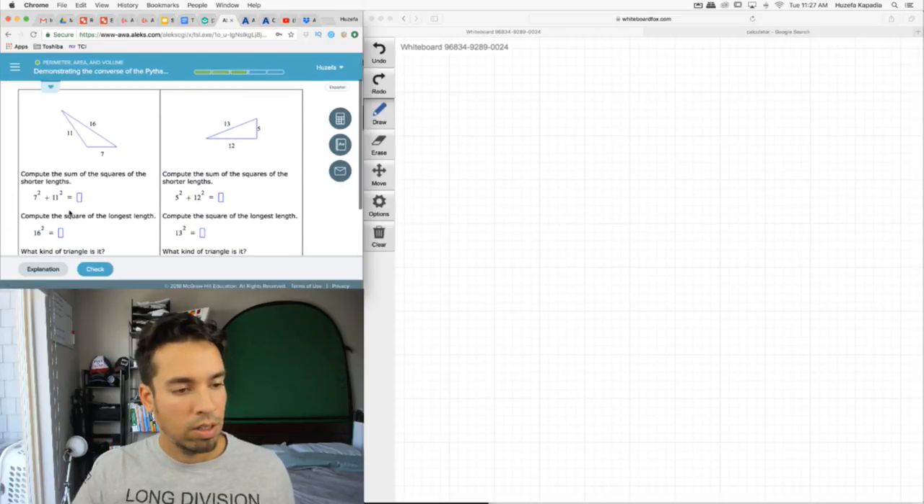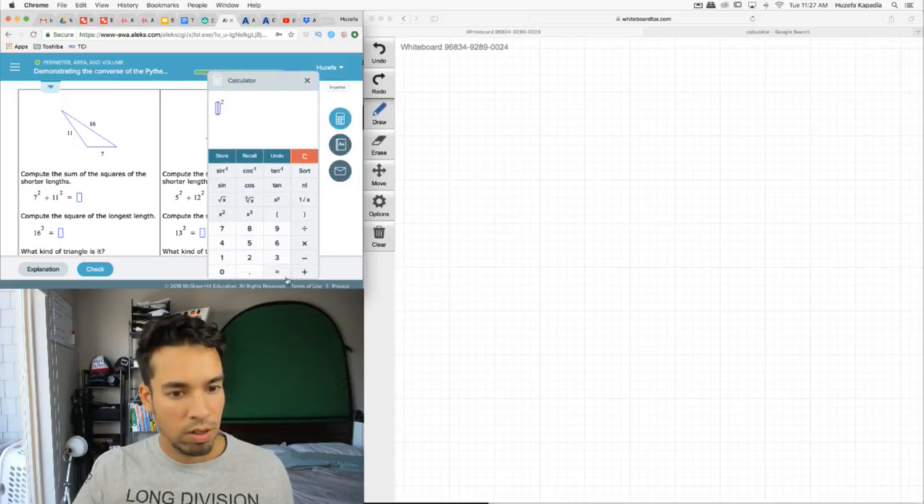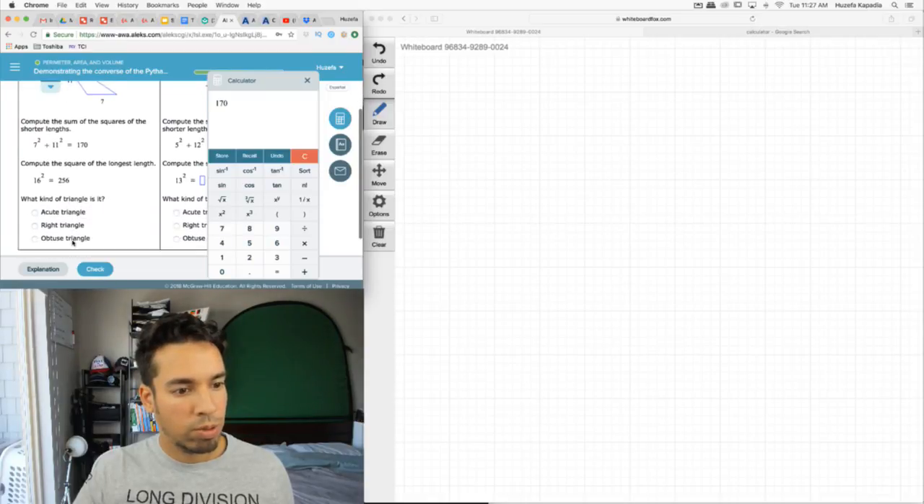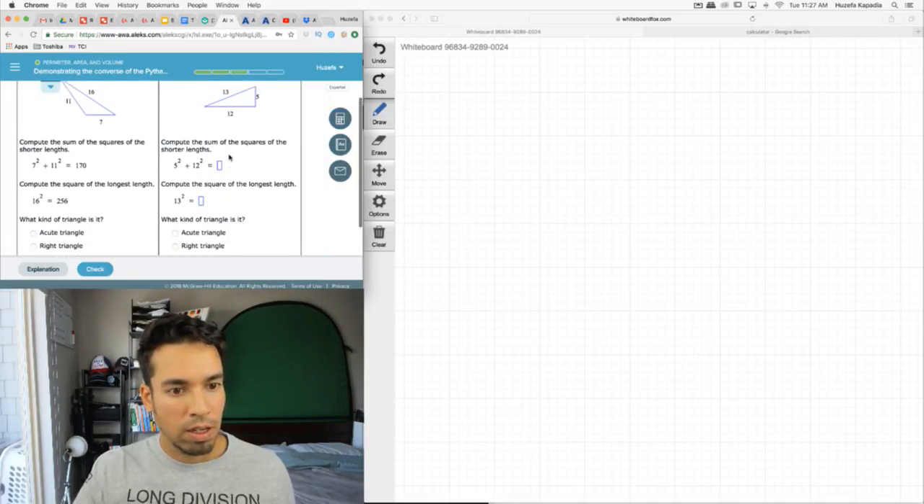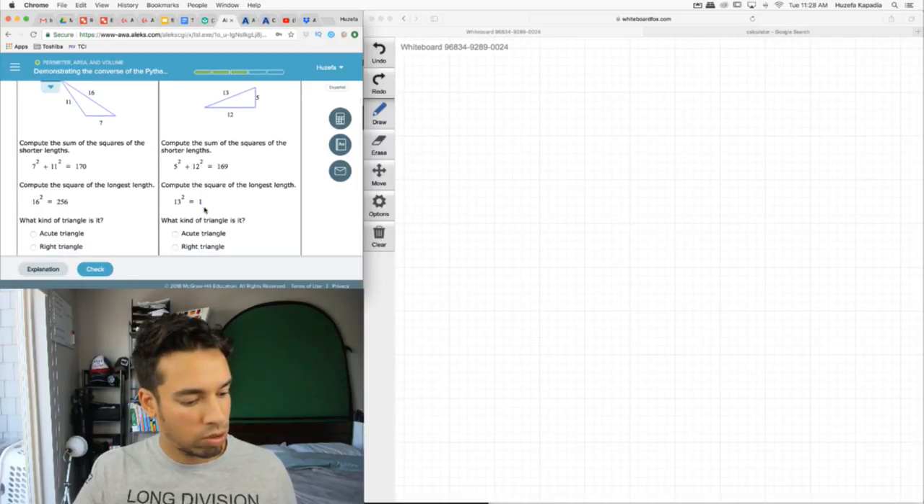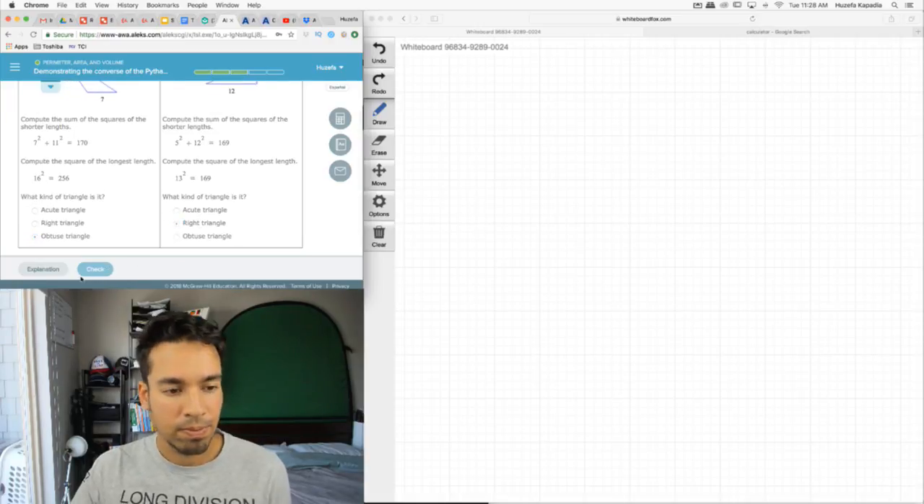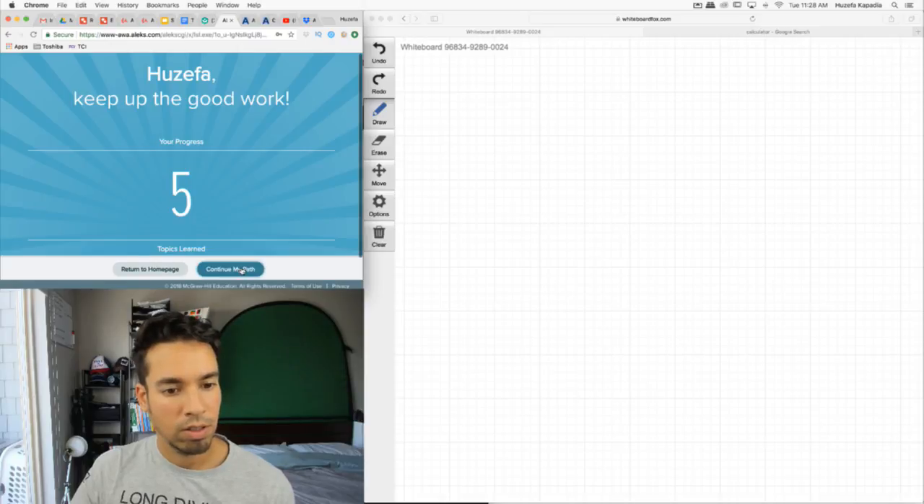Okay, next. This is 49, so 7 squared is 49 plus 121, 11 squared, equals 170. This is 256. Since c squared is bigger than a squared plus b squared, we got an obtuse triangle. And then this is 25 plus 144, which is 169. 13 squared is also 169, and it's right. And we can see that it looks like a right triangle. Excellent.